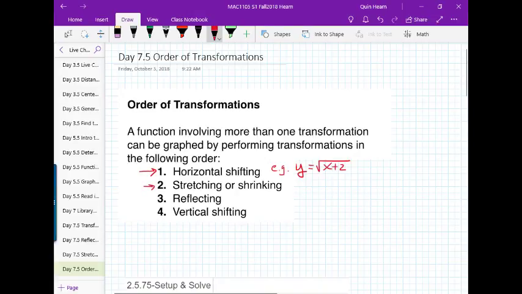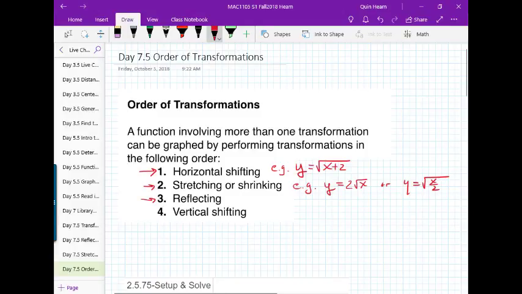Then you're going to do any stretching or shrinking. As we just discussed, anything you multiply times the inside or outside of the function. So for example, y equals 2 times the square root of x, or y equals the square root of x over 2. These are both examples of stretching and shrinking, just in different directions.